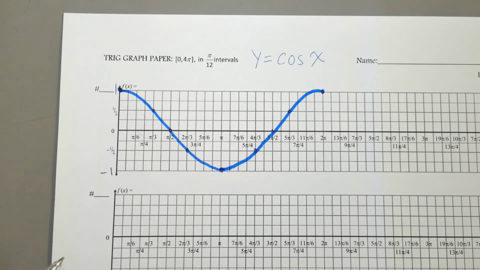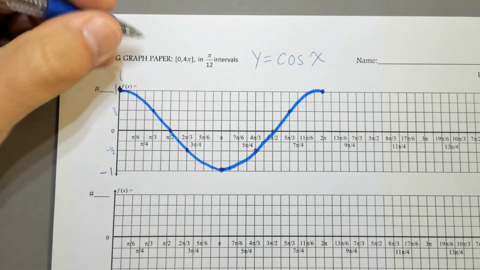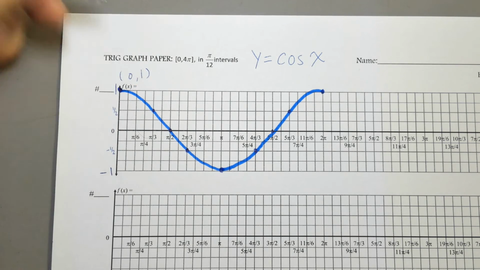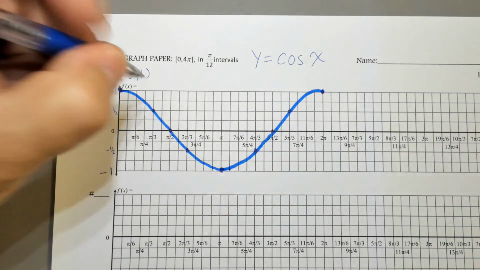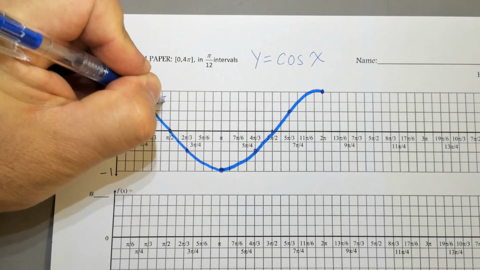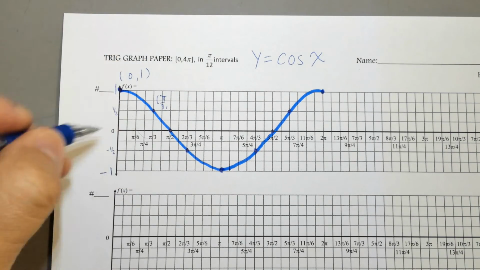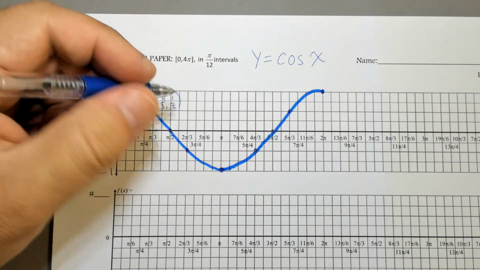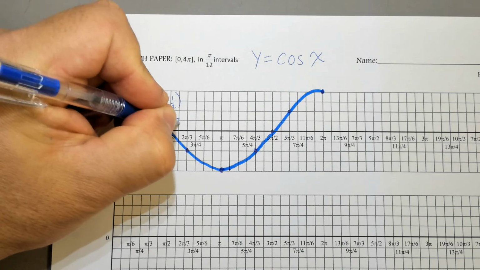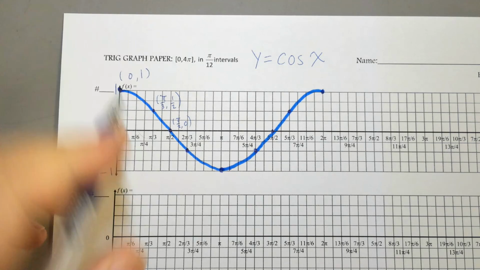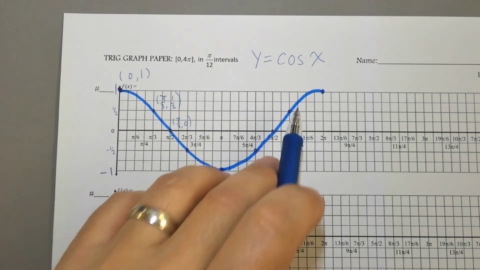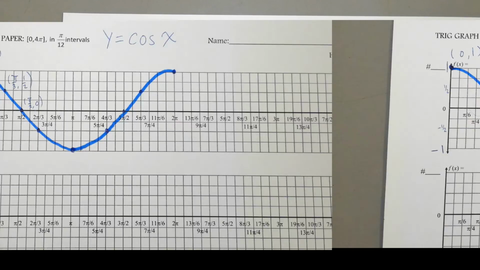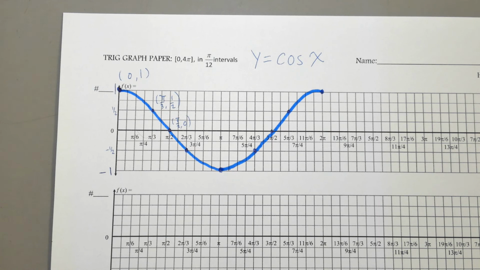And the last thing I'm going to ask you to do is just go ahead and label your coordinates. 0, 1. I'll do a couple more with you. We have pi over 3, 1/2. This one is pi over 2, 0. And then you can go ahead and finish off the rest. Okay, so this is how we graph cosine. Go ahead and do that on your paper.